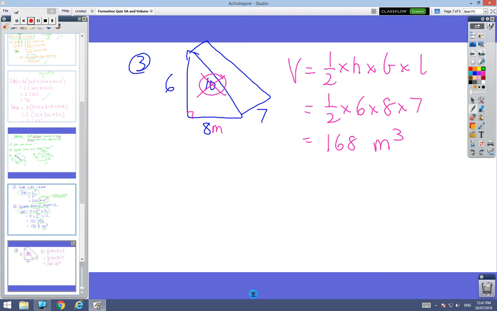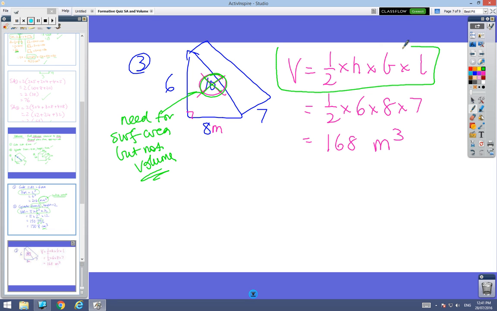Okay, next one. In the diagram, I gave you this extra information. That number there is not needed for volume. We would use that for surface area, so you need that for surface area, but not for volume. So I gave you extra information. So the formula: half base height length. Half is a half, the height is 6, the base is 8, the length is 7. So just chuck it on your calculator. And volume is cubic units.